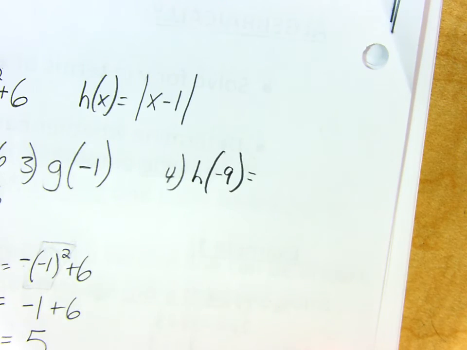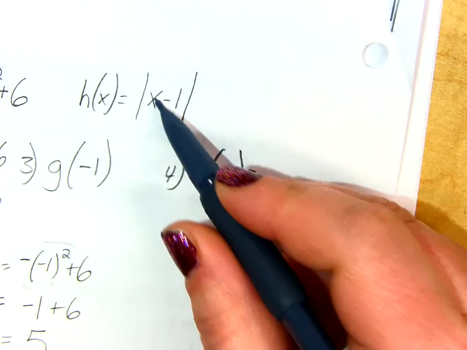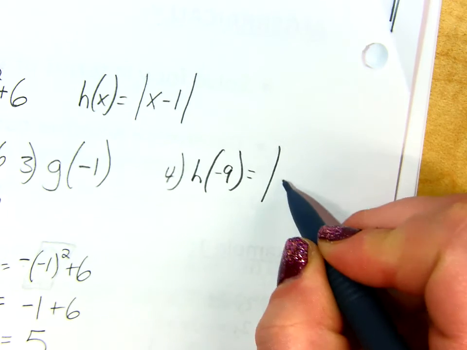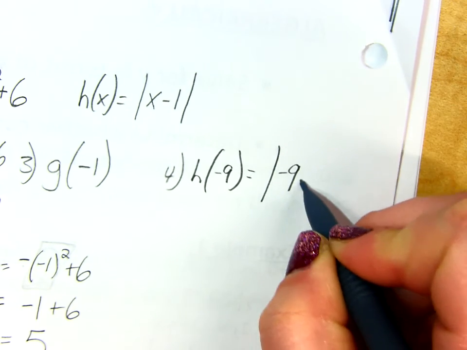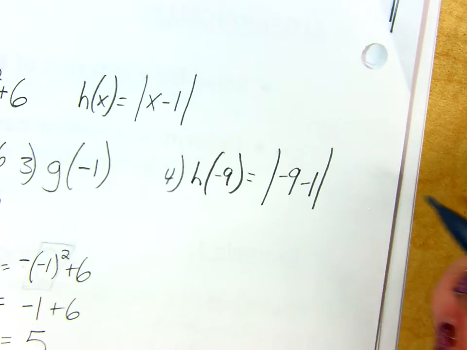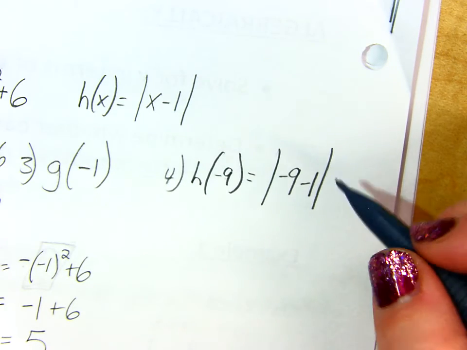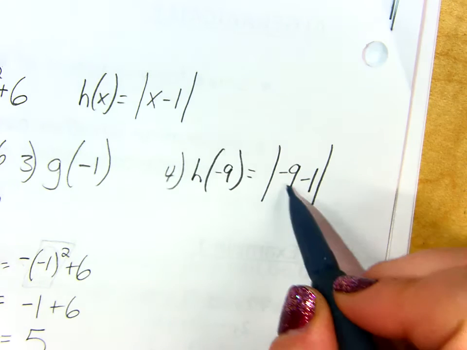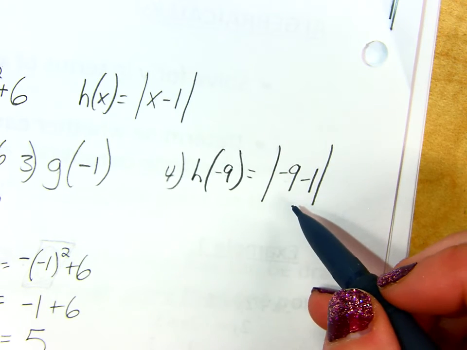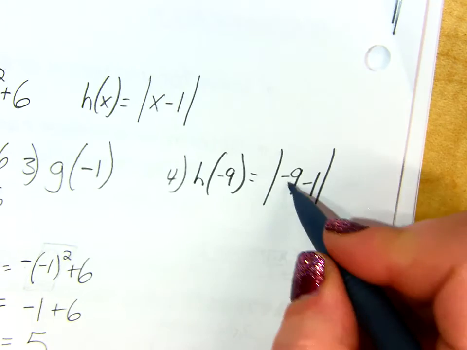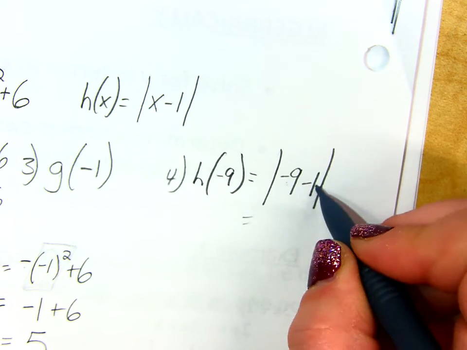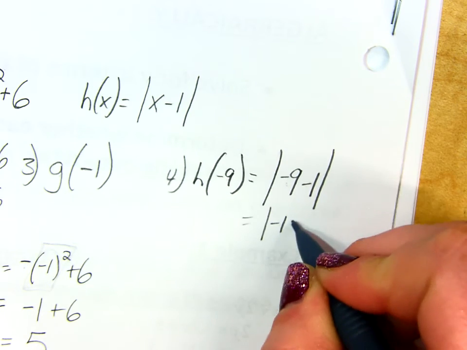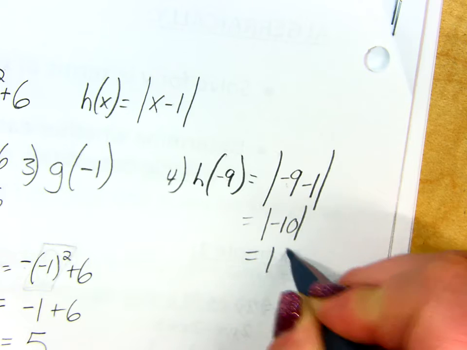All right, and then the last one shouldn't be so bad because that one's pretty straightforward. I am going to pop in a -9. Just remember that when you're dealing with absolute value, you want to simplify what's inside the absolute value and then take the absolute value. You wouldn't take the absolute value of each one separately and then do the operation. Do the inside first. Negative 9 minus 1 is negative 10, and the absolute value of negative 10, of course, is 10.